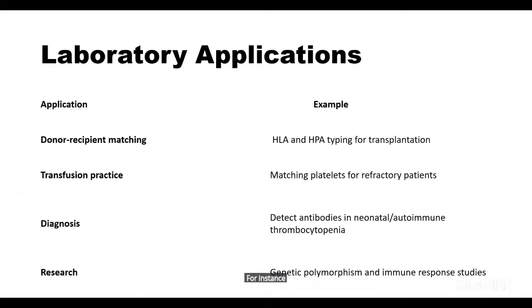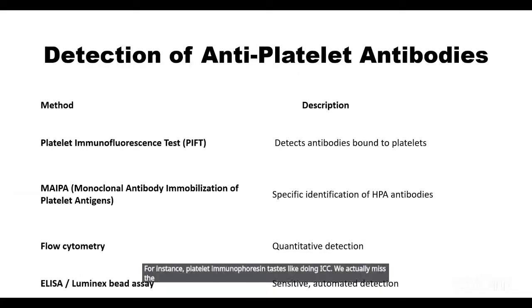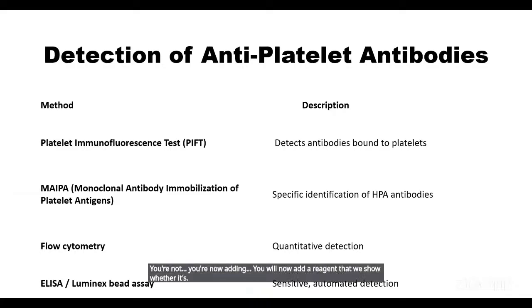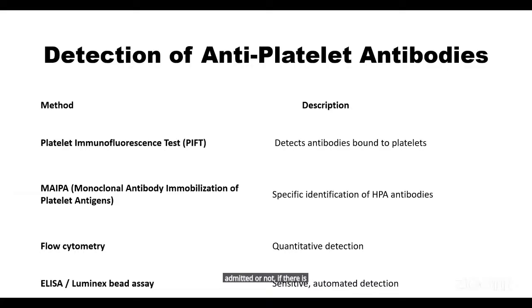For instance, platelet immunofluorescence test is like doing ICT, where you mix the patient's plasma or serum with washed platelets, and then you add something else. You will now add a reagent that will show whether it's agglutinated or not if there is antigen antibody reaction. This one also can be used for the detection of antiplatelet antibody. All these methods are used. Next slide, please.